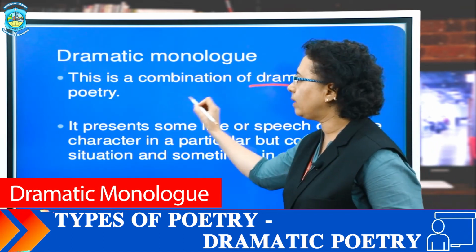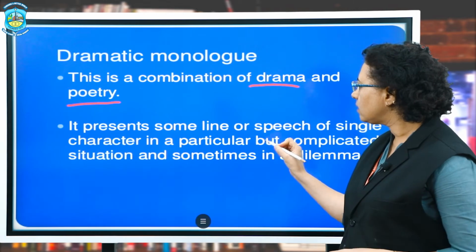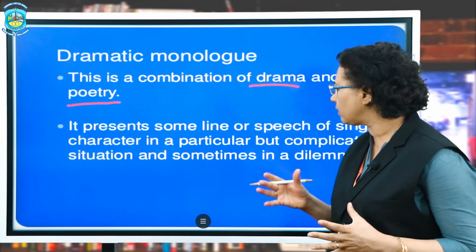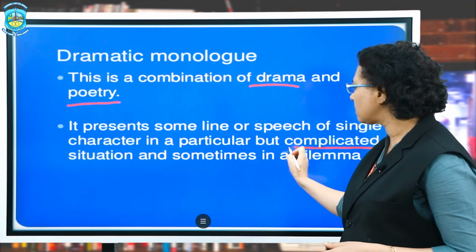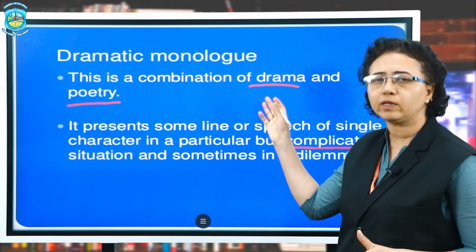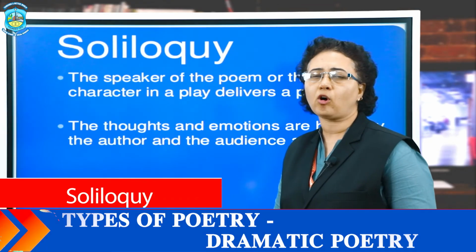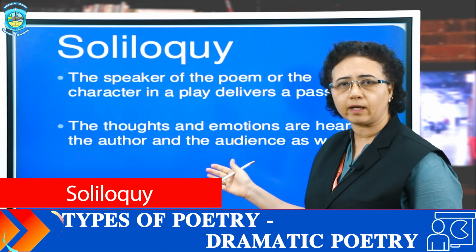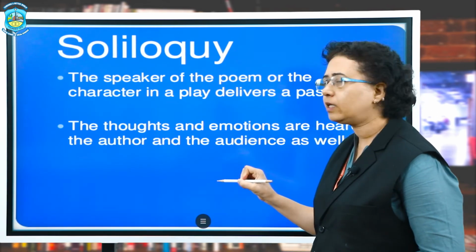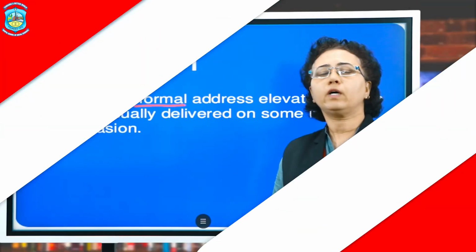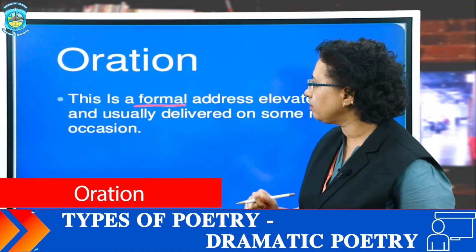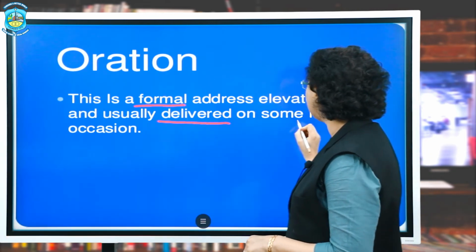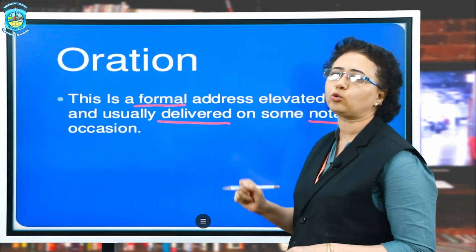This is a combination of drama as well as poetry. It presents some lines or the speech of the character, especially when this character is in some dilemma or in some confused circumstances. The circumstances have to be complicated at the time when the dramatic monologue is on. The next type in the dramatic form is the soliloquy. Here, the speaker of the poem is delivering a passage. Basically, he is the main character, and the thoughts and emotions which are heard are actually heard by the audience also. The third type in the dramatic form is the oration. It's a formal address, elevated in tone. The tone is more important here, and usually delivered on some notable occasion. The occasion as well as the tone should match.